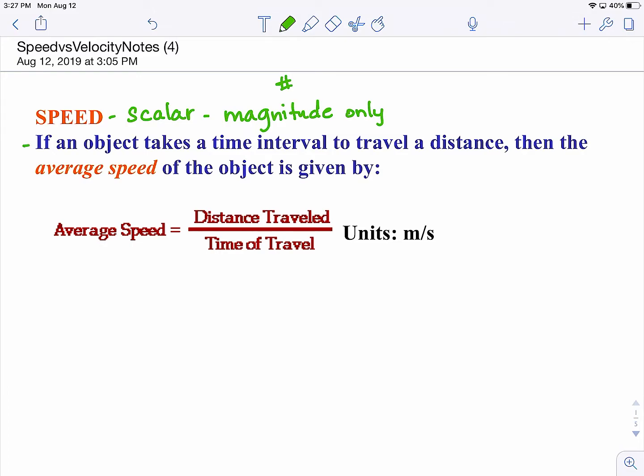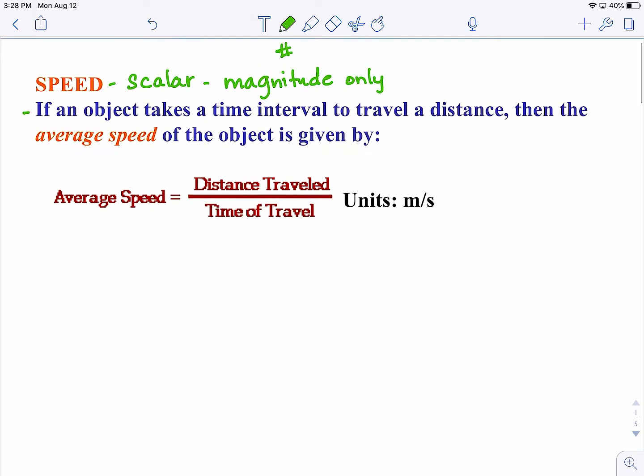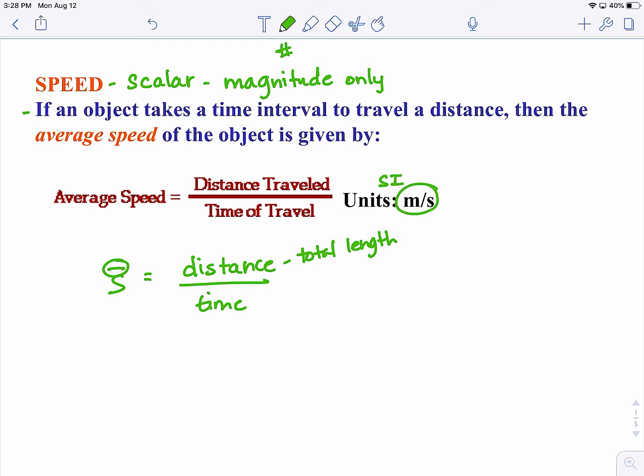Definition here. If an object takes a time interval to travel a distance, then the average speed of the object is given by average speed is distance traveled divided by the time of travel. Sometimes you'll see this as speed, a little s with a line over it. The line means average. And this is dependent upon the distance traveled and the time that it takes to travel that distance. Now, when we talk about distance, remember that is the total length of travel, and that can be different than the displacement.